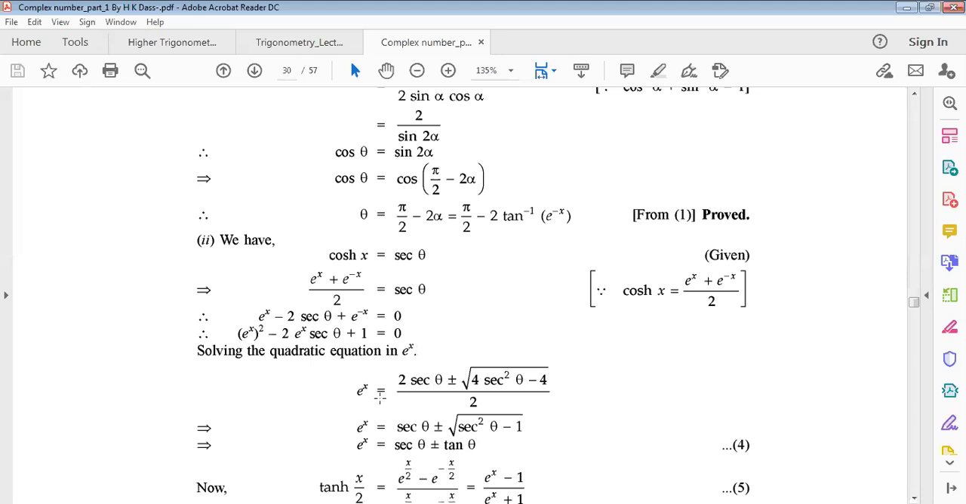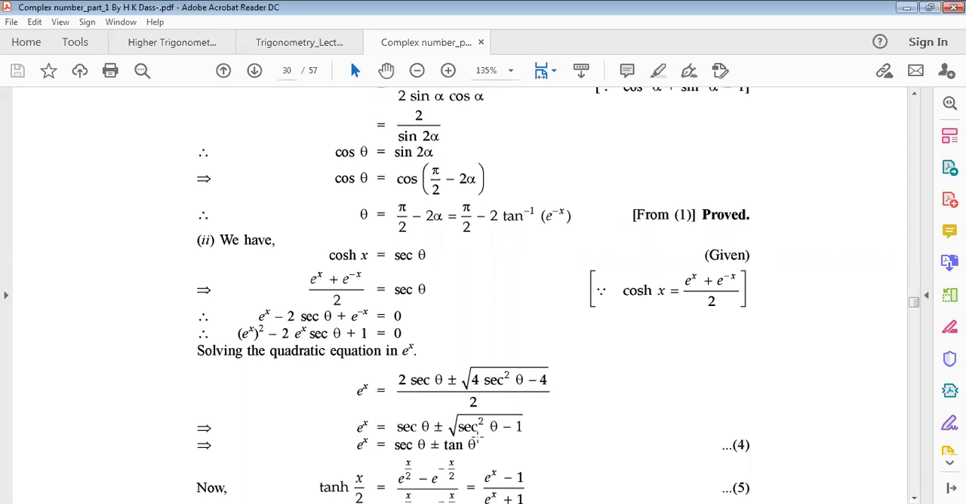Now x means what? E to the power x. B means what? The coefficient of e to the power x, minus 2 sec theta. So minus 2 sec theta, this will be plus 2 sec theta, plus minus square root. B square means what? Minus 2 sec theta whole square, minus 4a. A means what? 1. C means what? This also 1. Only 4, divided by twice a. A means 1. Now e to the power x equals this one.